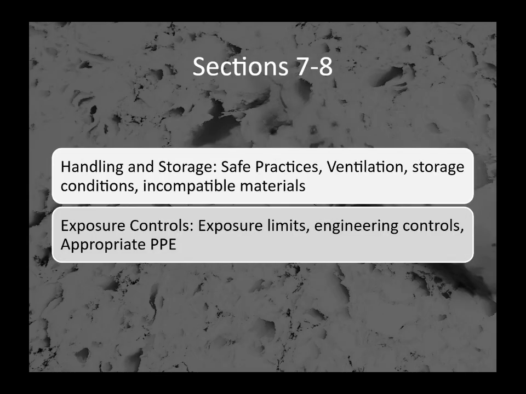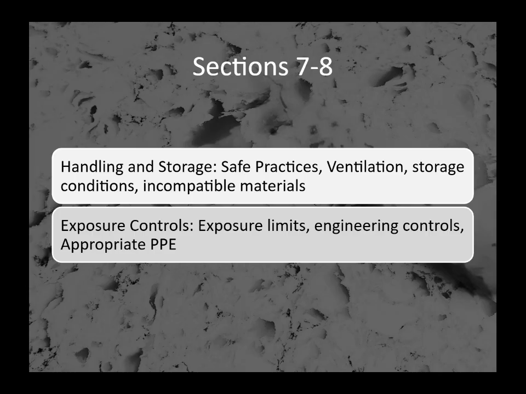Section 7. Handling and Storage. This section provides guidance on the safe handling practices and conditions for safe storage of the chemical. It includes precautions to prevent accidents, such as advice on ventilation and measures to avoid spills. It also specifies any incompatible materials and the environmental conditions required for safe storage.